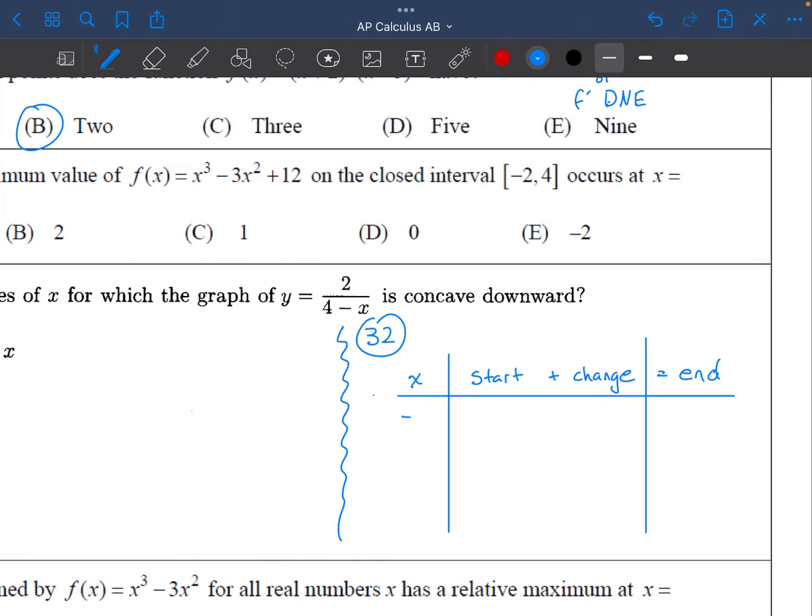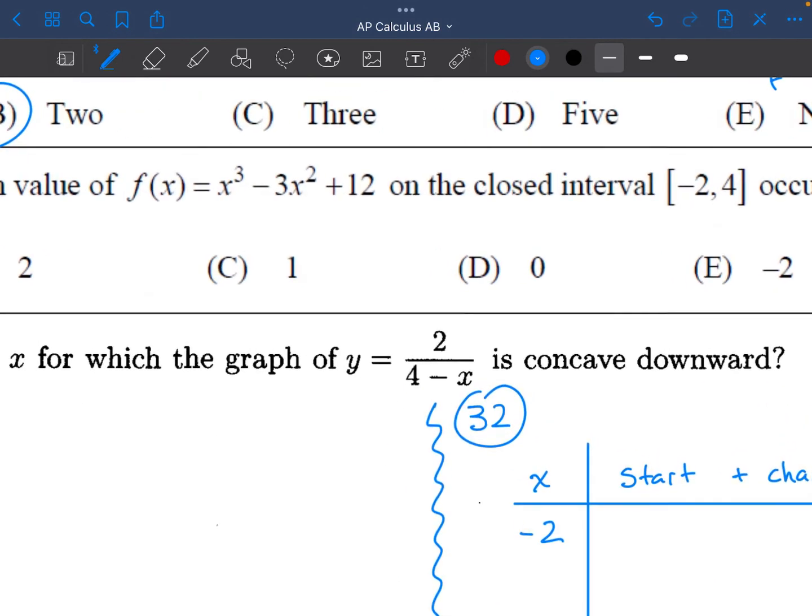We always need our start and our end. We always need -2, and we always need 4. And then we need all of the relative extremums. And to find relative extremums, you need to take the derivative and start setting this equal to 0. So let's do that. I think I have room up here.